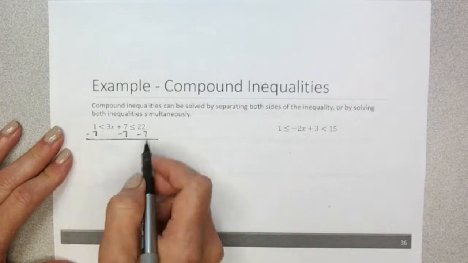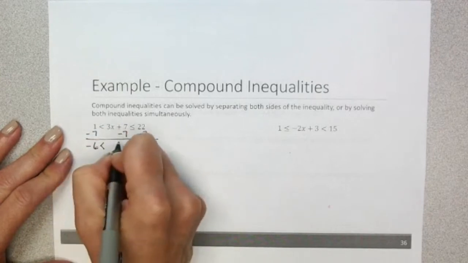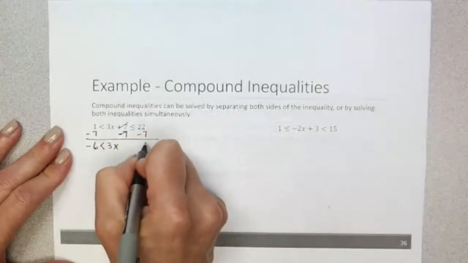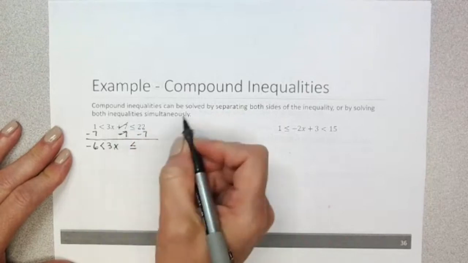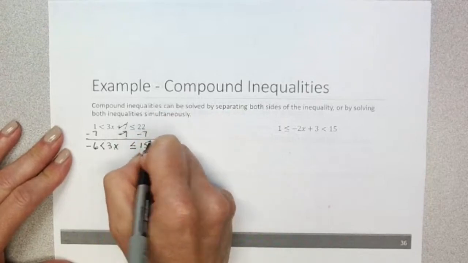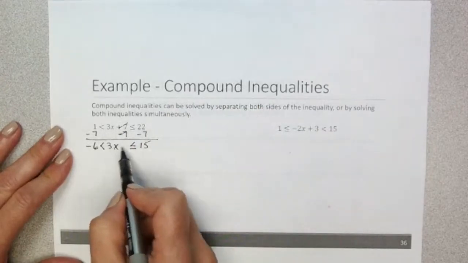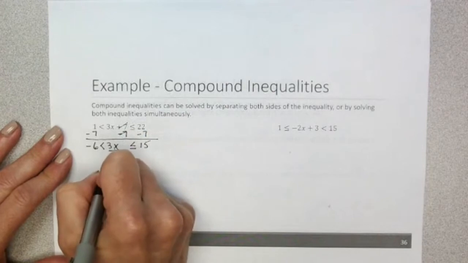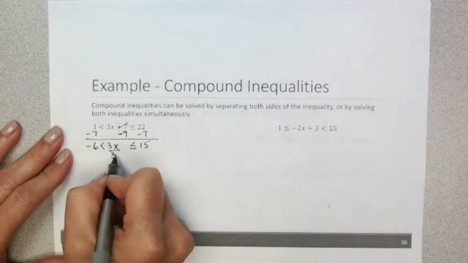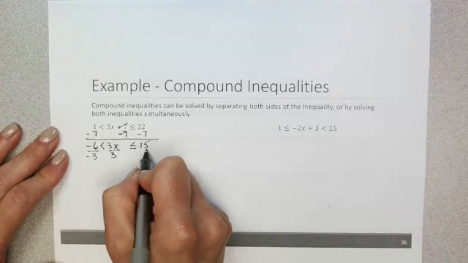So 1 minus 7 is going to be -6. That's less than 3x, these 7's add out, right? Which is less than or equal to 22 minus 7, that's 15. All right. Now I'll need to divide by 3 in order to get x by itself in the middle. So those 3's would divide out, right? And since I'm dividing the middle portion of the inequality, I want to divide the two ends as well.